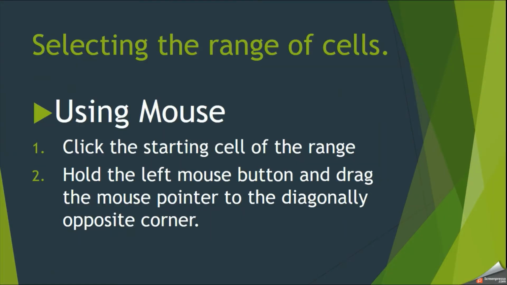What is meant by a range? A range is a rectangular block of continuous cells. What is meant by continuous? The cells that touch each other along the line. If we are touching a cell to each other, we call it continuous. When you are selecting a continuous, rectangular block of cells, we call them a range of cells.